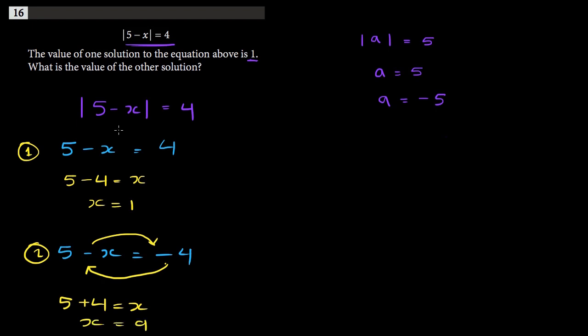Okay, notice how we have two solutions. Which one do we choose? It says the value of one solution to the equation above is 1. The question makers already know that 1 is a solution. So they're asking for the other solution. And that's going to be 9.